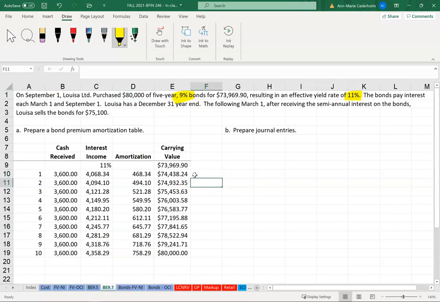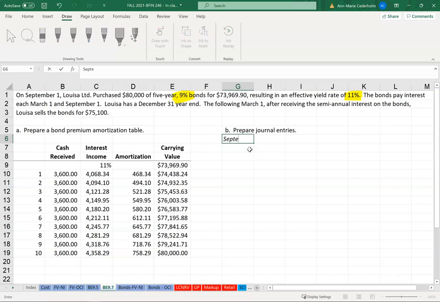So in order to make this attractive for me to buy, in the end, I am going to get 11%, but the way that I'm going to get it is 9% through my interest payments, and then me actually paying less for the bond at the beginning and then getting more back. And that makes it 11%. It's kind of neat. Okay, so let's start with the first journal entry.